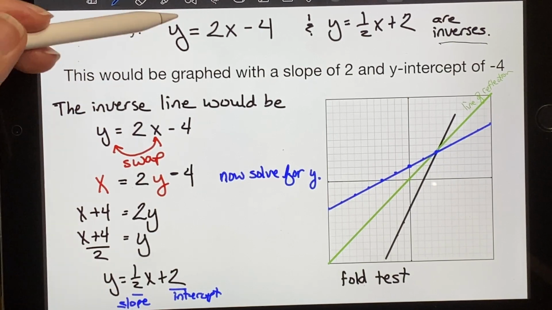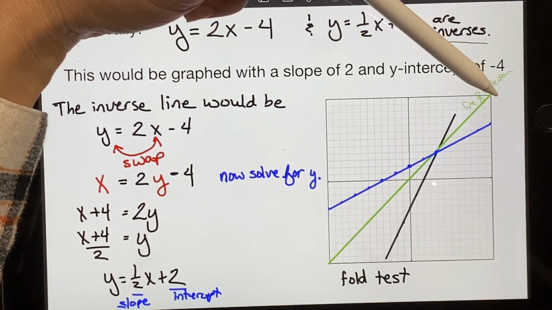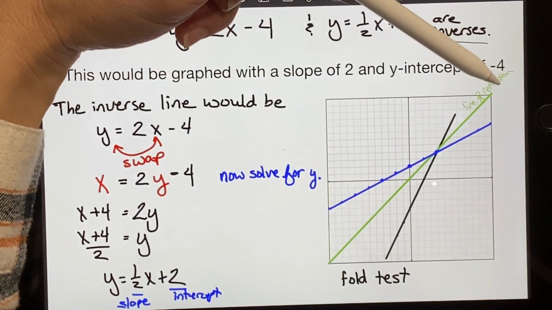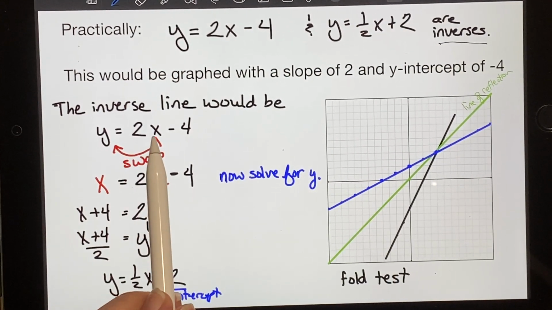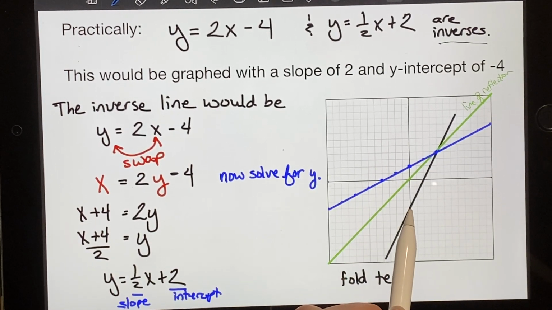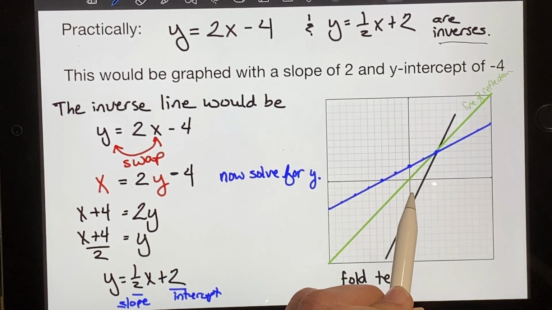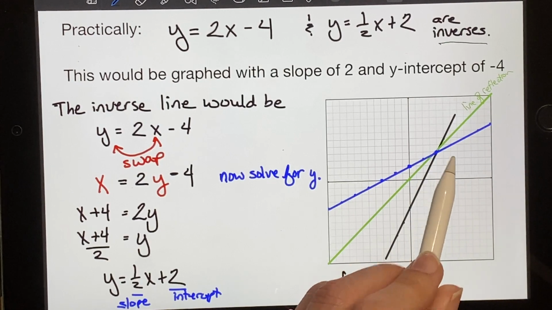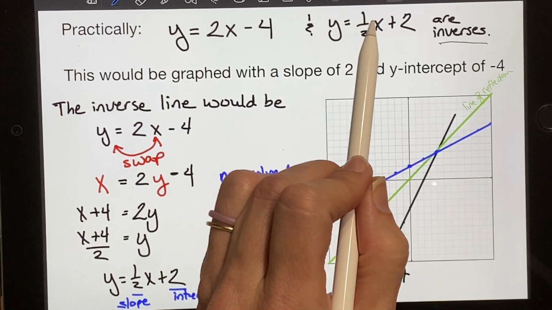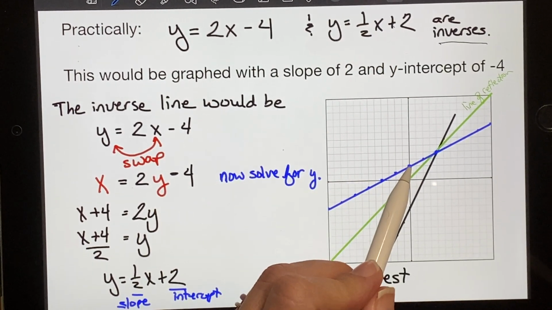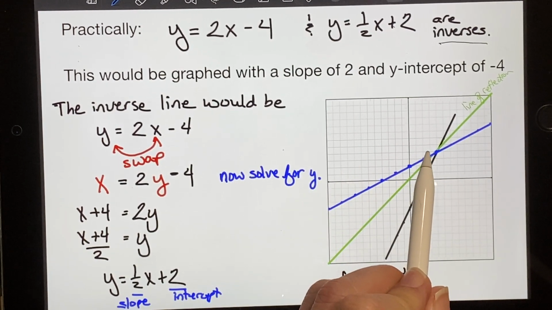So now I have these two equations, so I get to graph them, and I'm just going to check to be sure. We know that our line of reflection is that 45-degree diagonal line. So our first one, y equals 2x minus 4. I have an intercept down here of -4, and I have a slope of 2. So I'm going to go up 2 over 1, up 2 over 1, plot several points, and draw myself a line. For my second one here, I've got an intercept of +2 and a slope of 1/2. So up 1 over 2, up 1 over 2.